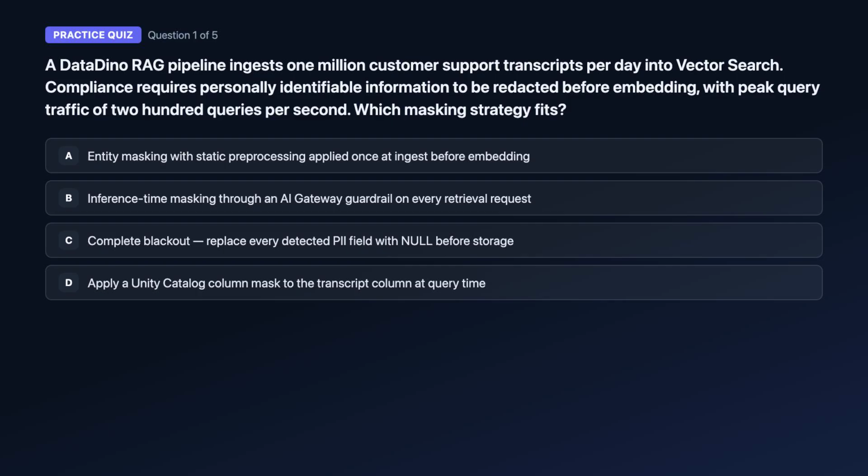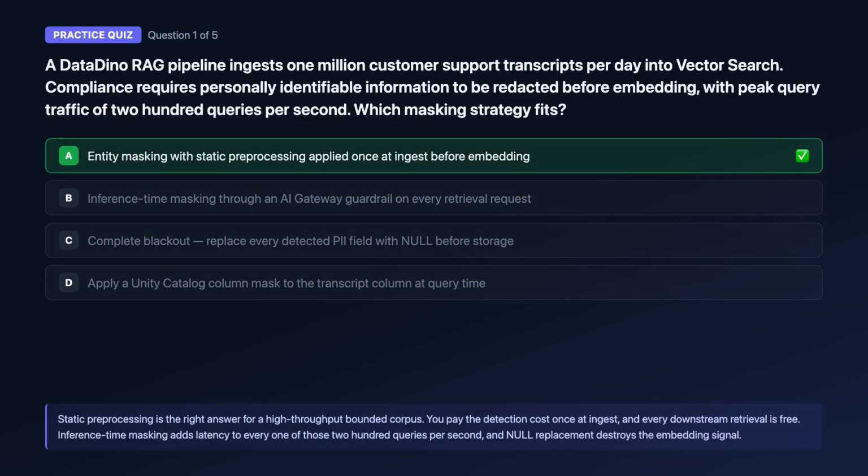Which masking strategy fits? Is it A, entity masking with static preprocessing applied once at ingest before embedding? B, inference-time masking through an AI gateway guardrail on every retrieval request? C, complete blackout, replace every detected PII field with null before storage? Or D, apply a Unity Catalog column mask to the transcript column at query time? Take a moment to think about it.